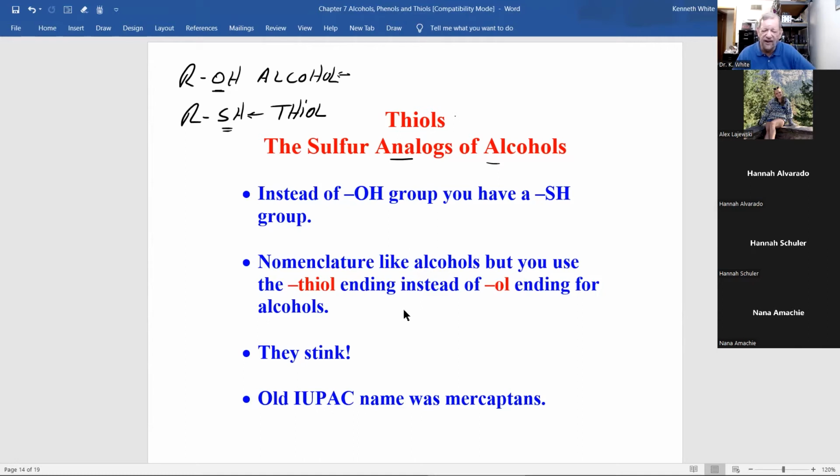Now, before thiol, and back when I was almost, well, even after I got my PhD for a while, it used to be called mercaptan, which was another way of saying sulfur. But it's now for a number of years been called thiol, but I still sometimes will say the old name.